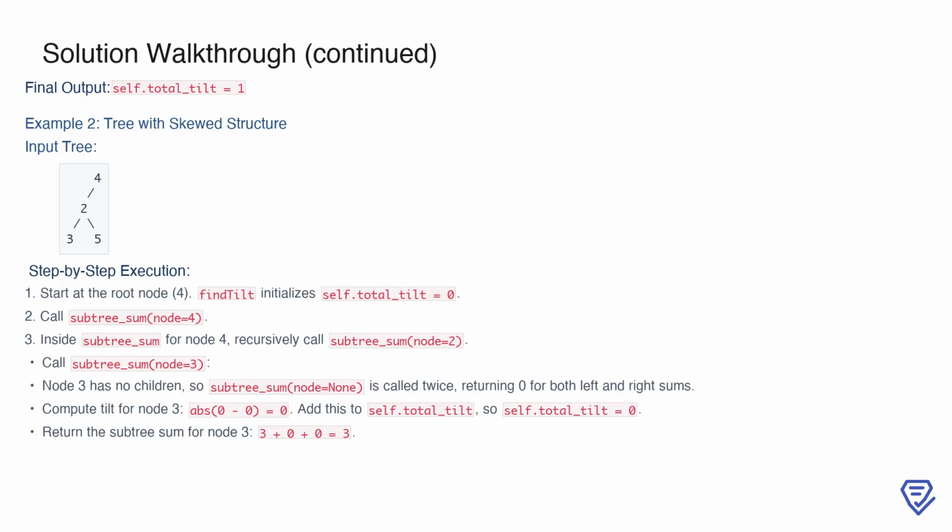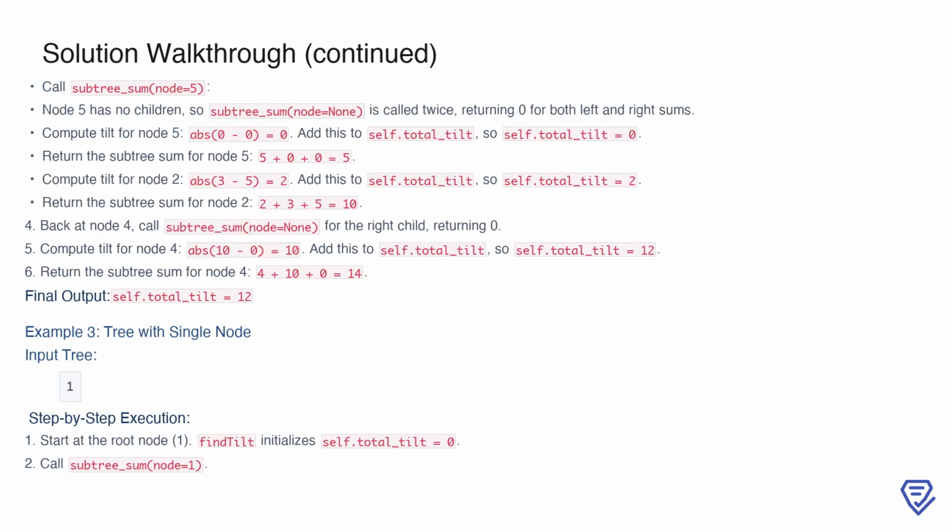For node 2, we begin with its left child, node 3. Since node 3 has no children, the recursive calls to subtree_sum for its left and right children return 0. The tilt of node 3 is abs(0 - 0) equals 0, which is added to self.total_tilt, leaving it at 0. The subtree sum for node 3 is 3 plus 0 equals 3.